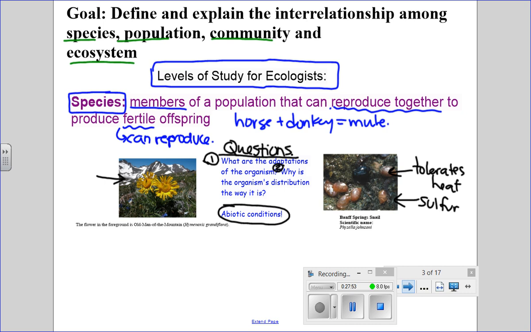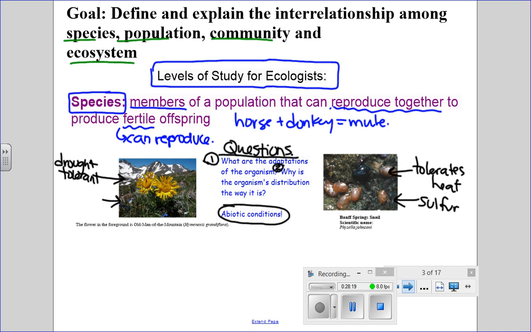For the old man of the mountain, we could talk about things that the plant itself has to help it survive. For this old man of the mountain, which is a flower that lives, like its name suggests, on mountains, it is fairly drought tolerant. So it's good at conserving water. That's a property that it has.